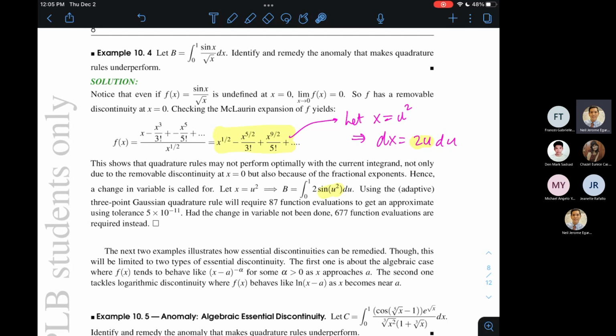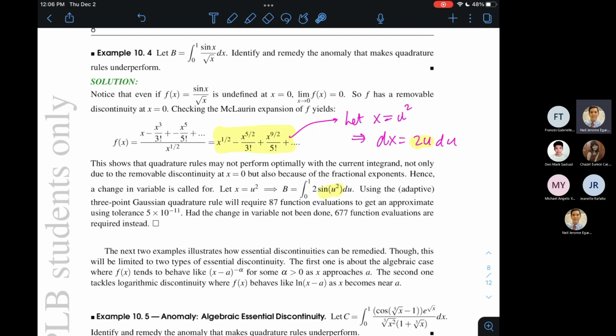Like the one in example 3, isa lang talaga yung problema natin, removable discontinuity. Pero sa example 4, aside from the removable discontinuity, nagkaroon pa tayo ng problema with fractional exponents. But luckily, a single substitution will solve both of those problems. Okay? And sure enough, I think nilaro ko rin itong example na to.